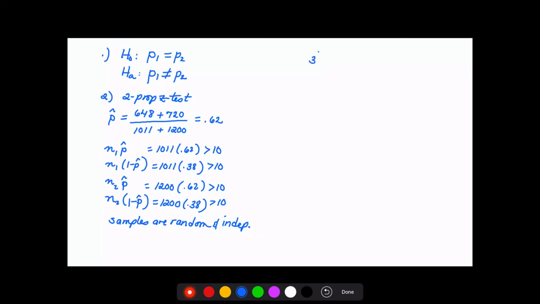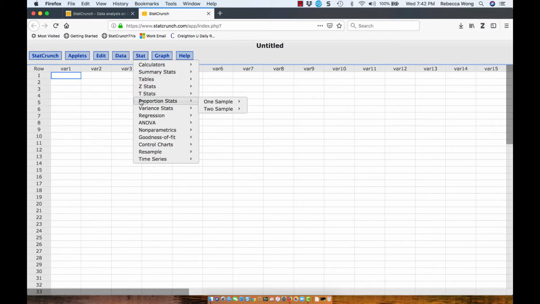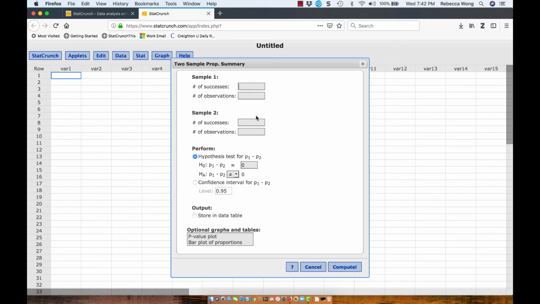In step number 3, we already have a significance level of 0.05. But we need to compute our test statistic and our p-value. And to do this, normally we would use technology, so I'm going to demonstrate how to do this using StatCrunch. To find our test statistic and p-value using StatCrunch, we would come to Stat, Proportion Stats, Two Samples, with Summary.